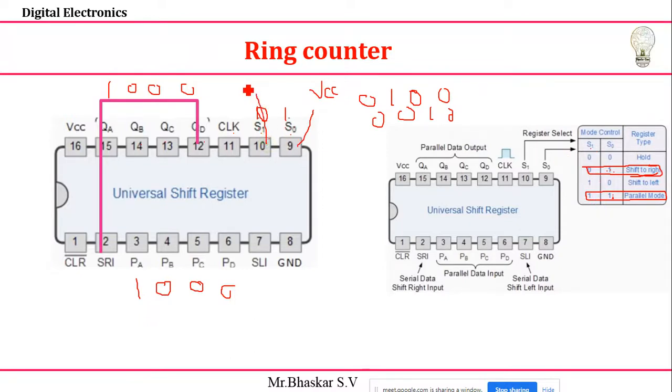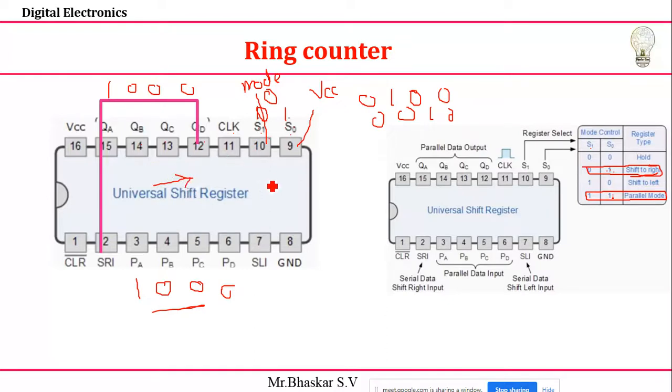So the S1 value is taken as a mode now. One of the inputs is taken as the mode. If the mode value is 1, I am loading this value into my shift register, and if I make the mode value 0, it will be shifted to the right side.